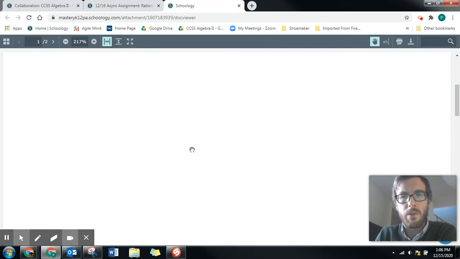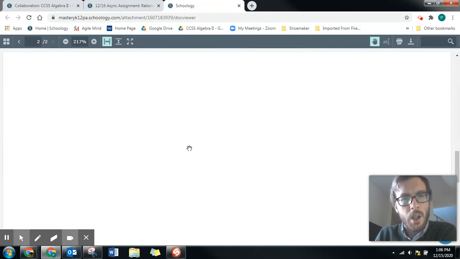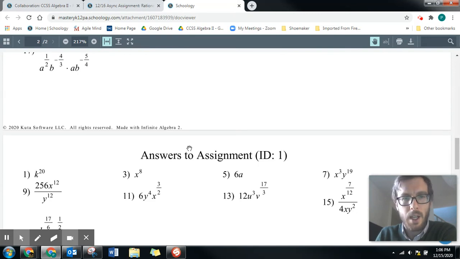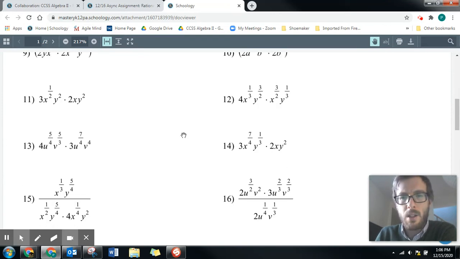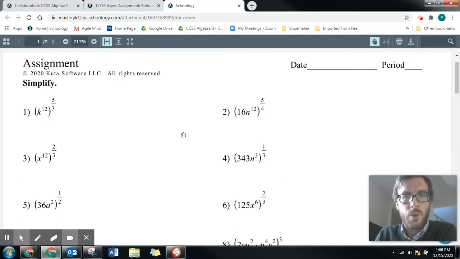The other thing I'd love for you to note is that if you scroll all the way down, once this loads, you'll see that I've provided for you all of the answers to the odd problems. The reason for that, even though it may seem like I'm giving you half of the assignment, is so that you can check your work here.